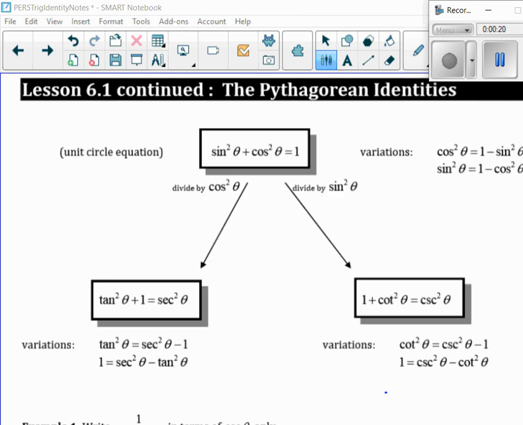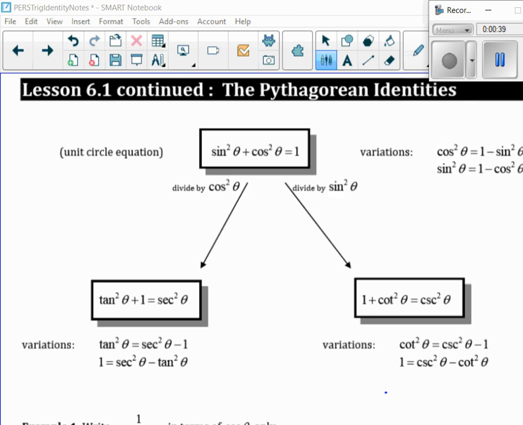And most people can do this by mental math. For instance, if I move the cos squared theta over to the right side, I get that sine squared theta equals 1 minus cos squared theta. You see how I'm getting this? If I move sine squared theta over to the other side, you see I get that cos squared theta is 1 minus sine squared. So you're going to use alterations of that formula.